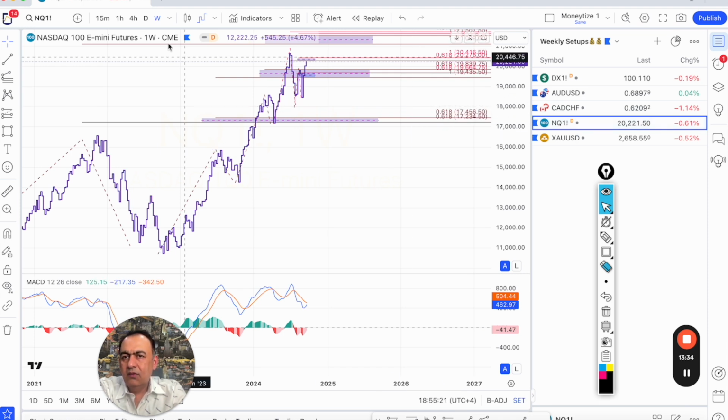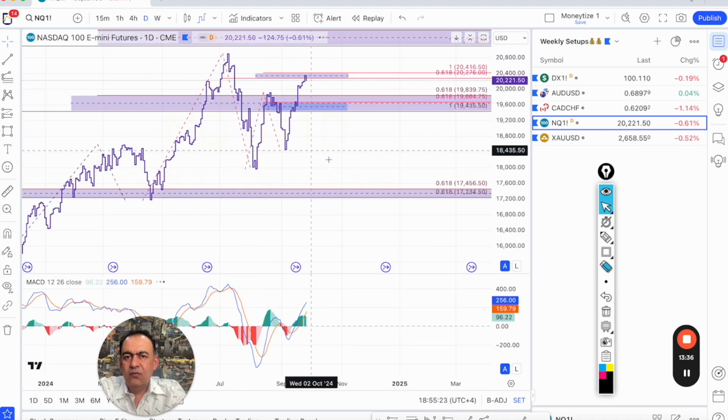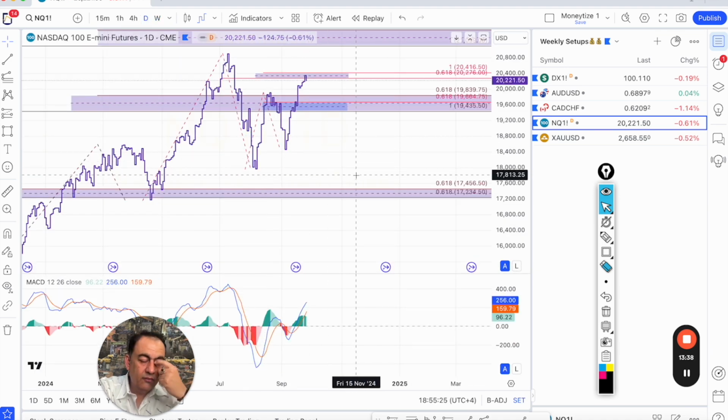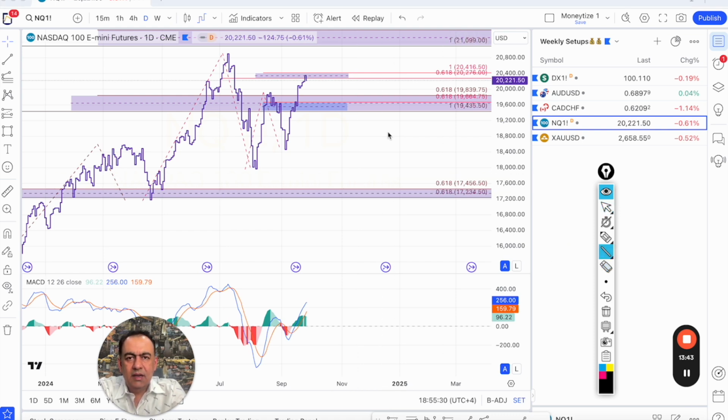So in the coming week or coming days, if NASDAQ moves downward, then the levels around 19,635 should be taken as an opportunity to buy. Now when I applied fib extensions multiple times on the lower time frame, I got another magnet zone in between. That's around 20,276 to 20,416, and this zone is right now acting as resistance.